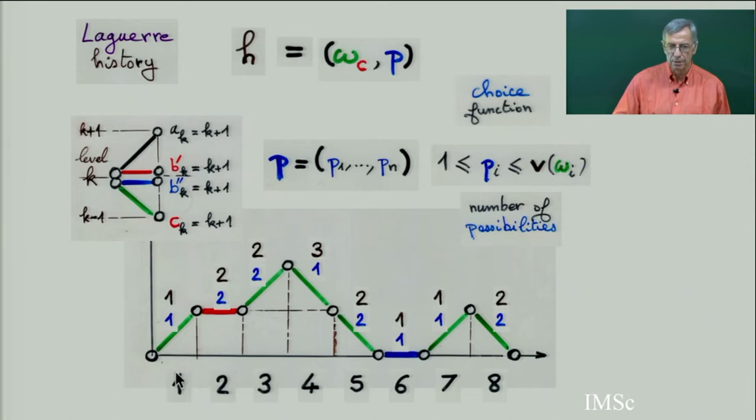So here is an example of a Laguerre history. You have this Motzkin path. The black numbers here above the path are exactly the weights, k plus 1, the number of possibilities for the choice P_i. And here I have to join, in blue, some numbers, 1, 2, 2, 1, 2, which is the choice function.